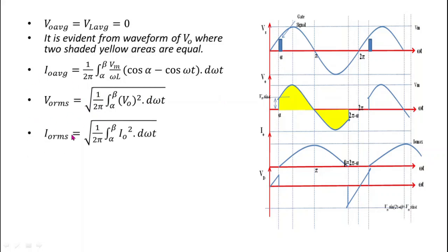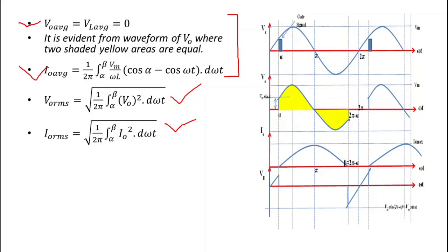Similarly we can calculate the output RMS current, which is simply equal to 1 upon 2 pi integration alpha to beta I naught square d omega t, and the square root of the whole. But actually this is not very important. You only need to emphasize these two, that is V naught average and I naught average.